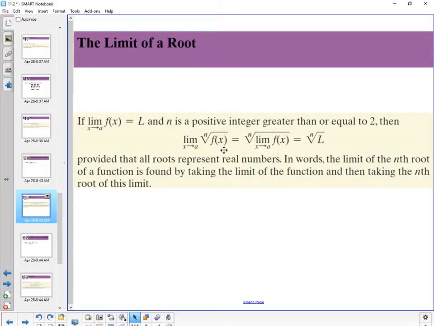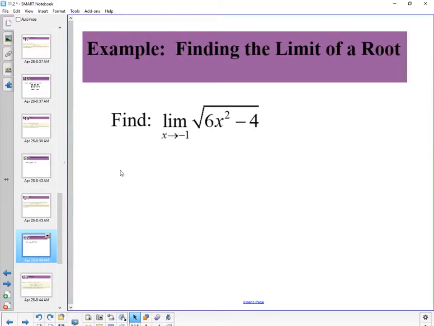Very slowly. Very carefully. Wait, is the L just the X? L represents the limit. So what it's saying is you can find the limit and then take the nth root of it, just like we've been doing. Here's an example. I can try to find the limit of this business and then take the square root of it. Or I can just plug in that negative 1. Negative 1 squared is 1. 1 times 6 is 6. Minus 2. So the square root of 2 would be my limit. I'm approaching whatever radical 2 is.